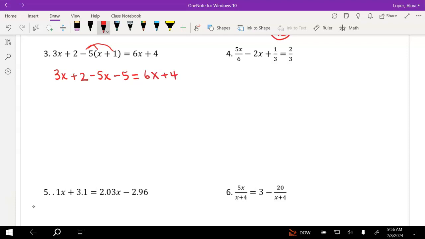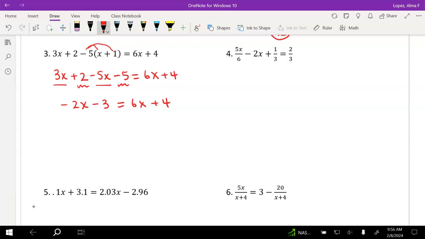But now I notice since this is where my equal sign is, I'm going to start by combining any like terms. There are 2 x terms and 2 constants on the left that I can combine. 3x and negative 5x is going to be a negative 2x, and 2 and negative 5 combine to make negative 3.